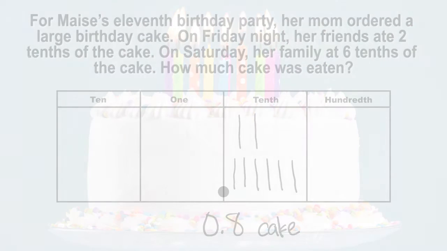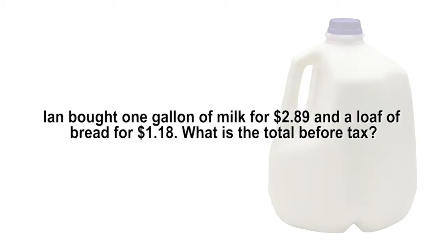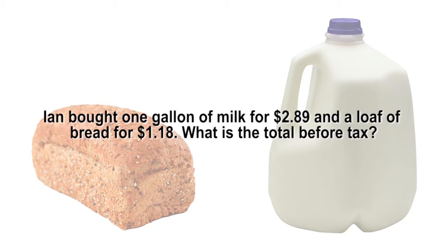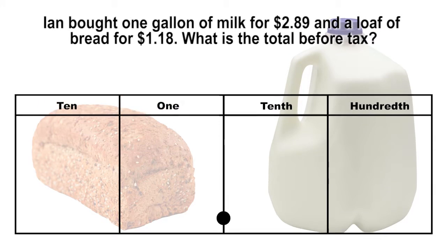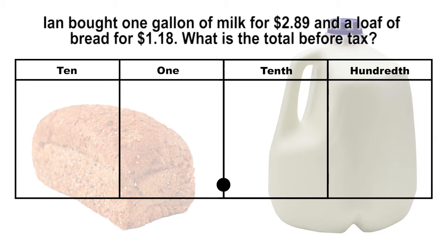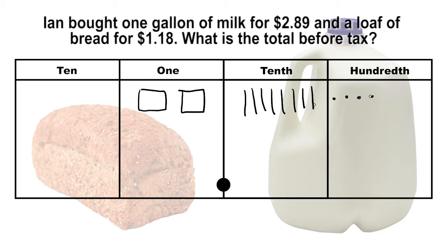Let's try another problem. Ian bought 1 gallon of milk for $2.89 and a loaf of bread for $1.18. What is the total before tax? Let's solve by using the decimal mat and the box line dot method. First, we will draw out our $2.89. There will be 2 boxes for the 2 whole dollars, 8 lines for the 8/10, and 9 dots for the 9/100ths. Place these near the top of the decimal chart so there is room for our next set of drawings.